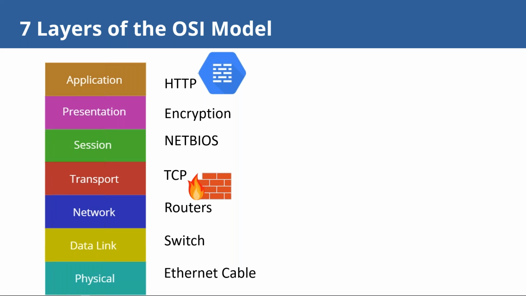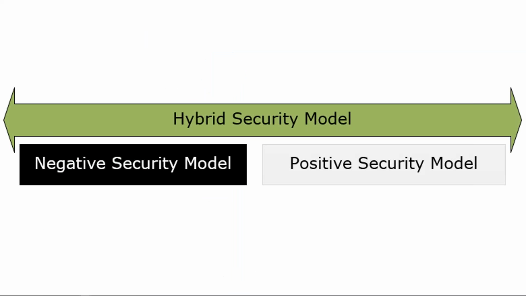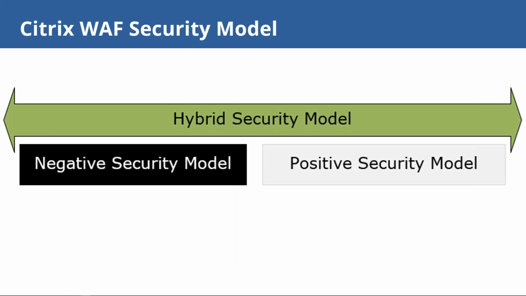But wait, there is more. Another cool feature of WAF, it offers a hybrid model, allowing for both positive and negative, or blacklisting and whitelisting. So what do I mean by that? Well, a positive security model is where everything is blocked and assumed bad, and rules are put in place to allow.